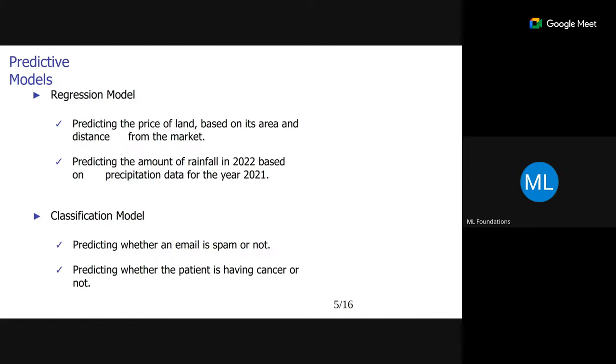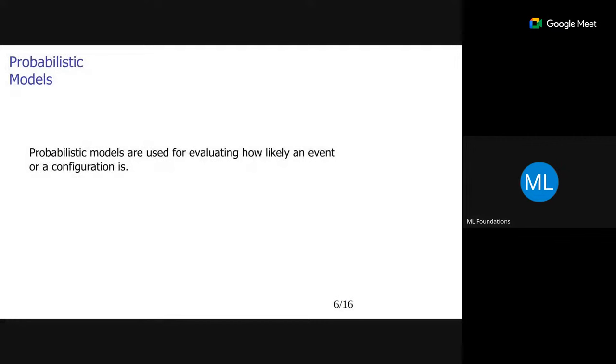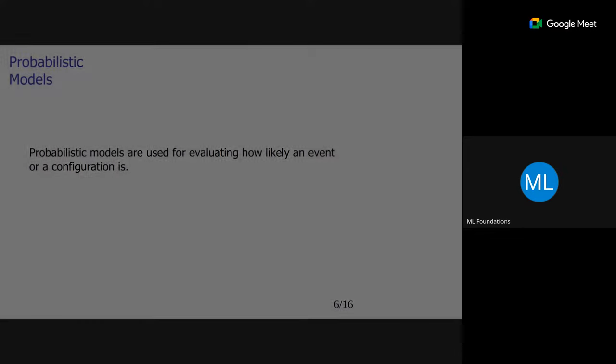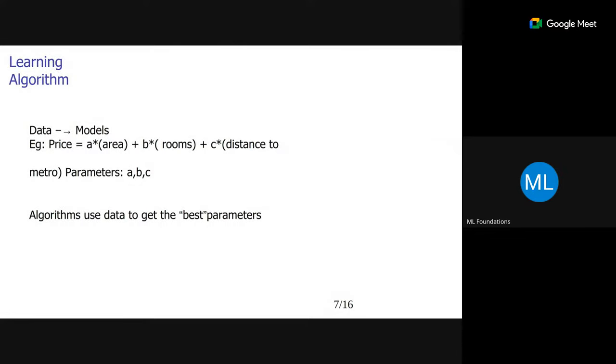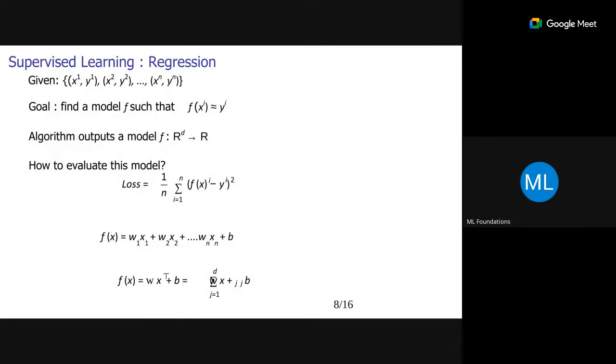Classification models are predicting whether an email is spam or not. Another is predicting whether the patient is having cancer or not. So these are the classification models. Probabilistic models are used for evaluating how likely an event or a configuration is. I'm going a little bit faster because I think all of these things you know, so not going into much detail here.